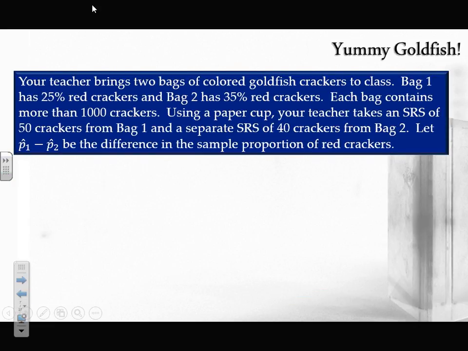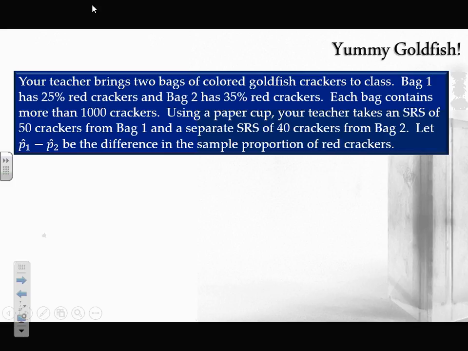So let's run through an example. Your teacher brings 2 bags of colored goldfish crackers to class. Bag 1 has 25% red crackers, and bag 2 has 35% red crackers. Each bag contains more than 1,000 crackers. Using a paper cup, your teacher takes an SRS of 50 crackers from bag 1 and a separate SRS of 40 crackers from bag 2. We're going to let P hat 1 minus P hat 2 be the difference in the sample proportion of red crackers.